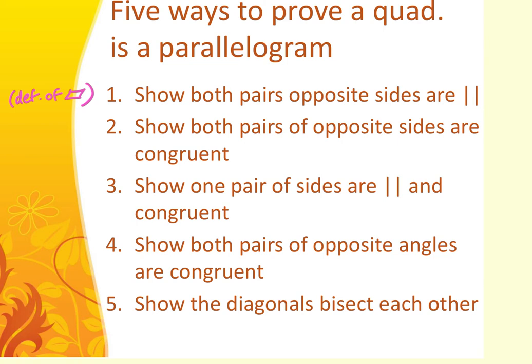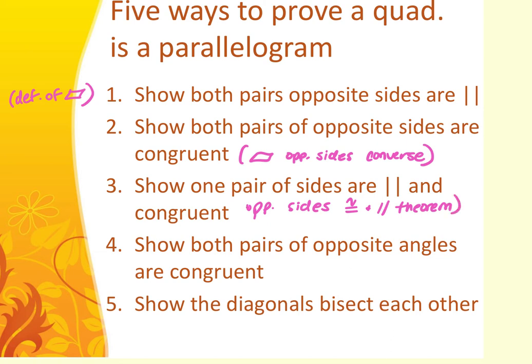Just like the rest of them, you can write out the name of the theorem or converse, or you could write out the reason. Both pairs of opposite sides are congruent, which was the parallelogram opposite sides converse. 3, show one pair of sides are parallel and congruent, which is not a converse because we didn't have that before. That's the opposite sides parallel and congruent theorem. I can breathe.